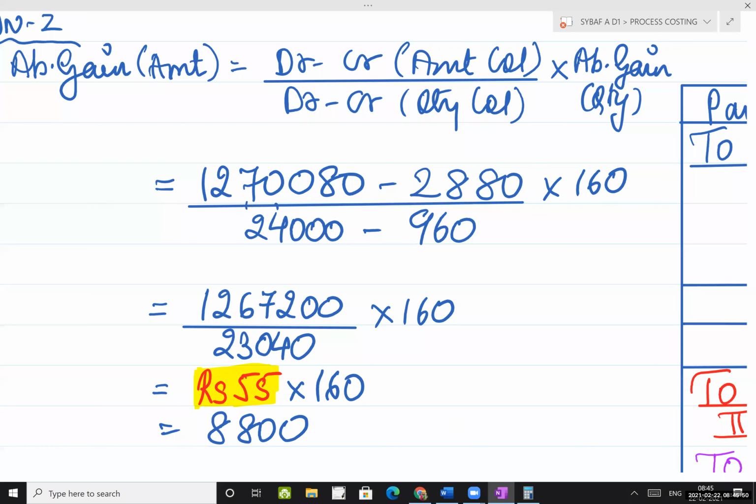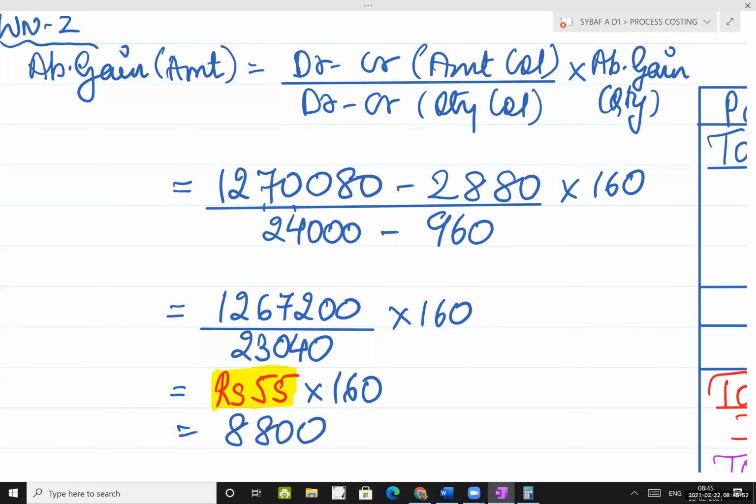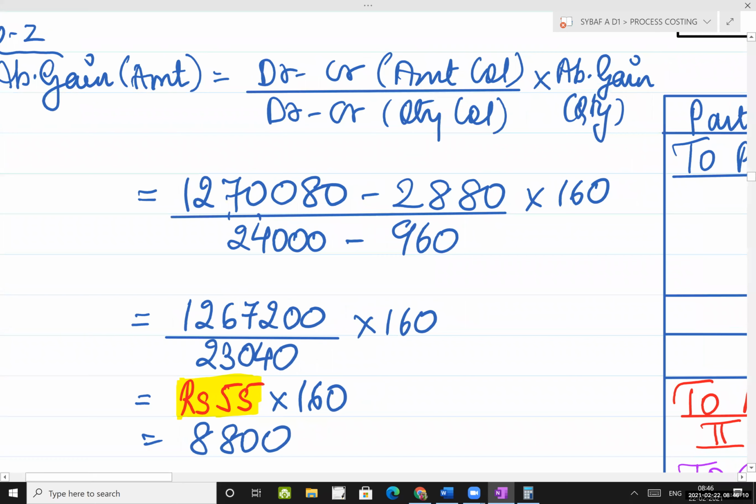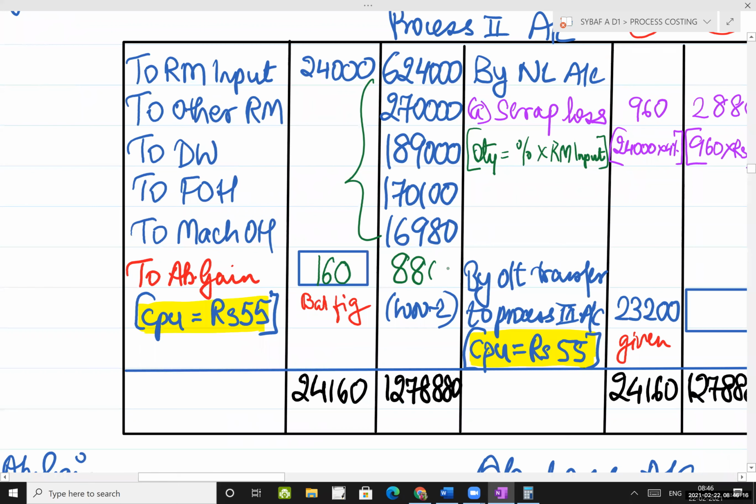Okay. Is it clear to you? Working note number 2 is clear to everyone. Acknowledge it in the chat box. Okay, great. Then substitute here 8,800. Working note number 2.